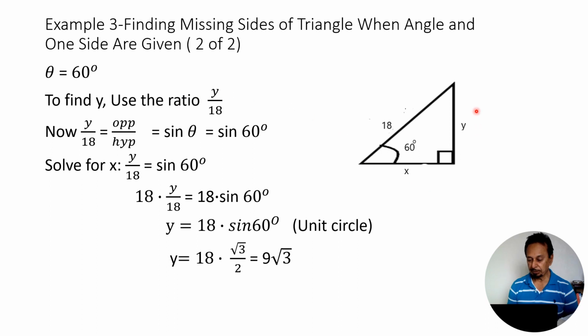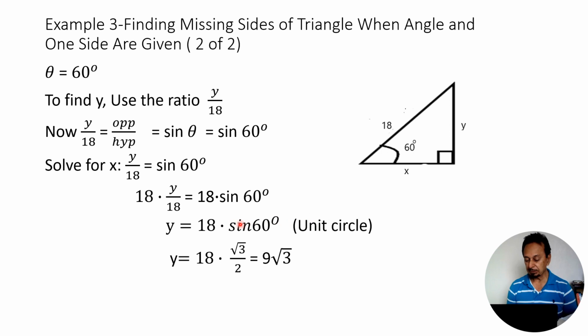Okay, now next we're going to find y, and y is the opposite side, so we can take the ratio of y to this 18, and y over 18 is sine theta. Since the angle is 60 degrees, it becomes sine 60. So now we have the equation y over 18 equals sine 60. Now we multiply both sides by 18, so 18 times y over 18 equals 18 times sine 60. The 18s cancel out. You're left with y on the left side, and you have 18 times sine 60.